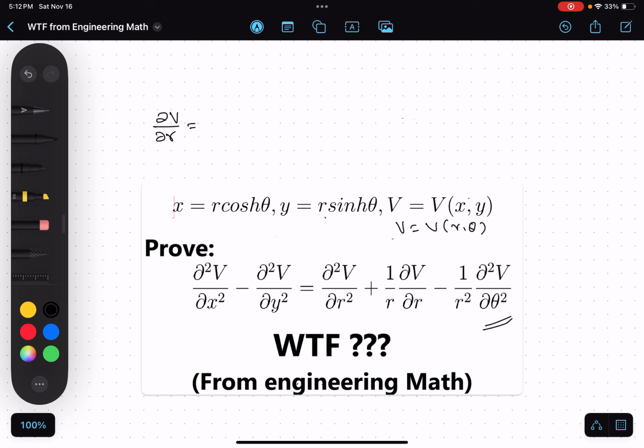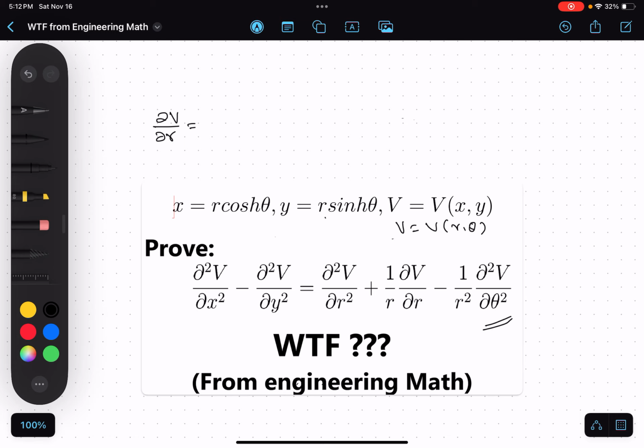I'm writing it here as partial because x and y also depend on r and theta. If both of these functions x and y were just a function of a single variable, let's say t, in that case I could have written it as dv by dt, because the total change in v is due to t. But in this case the change is due to r and theta, so they will just be partial. This is not the total change.